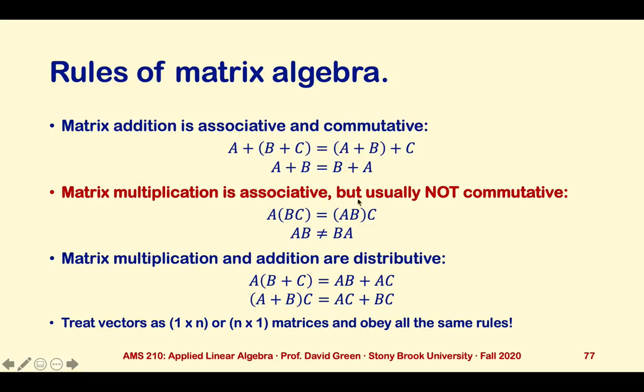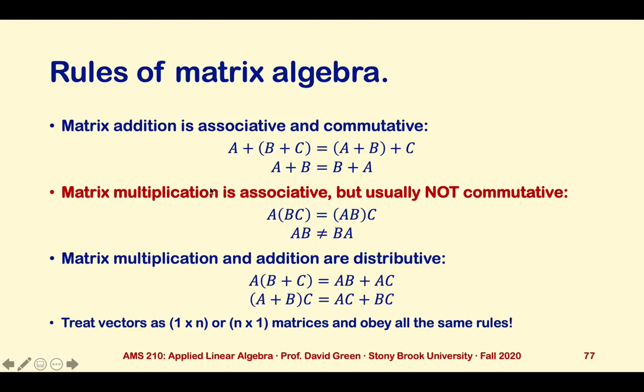Matrix multiplication, however, is usually not commutative. Multiplying matrices, remember, takes dot products of rows and columns. If we change the order, then we're working with the rows of one matrix instead of the columns, and the columns of the other instead of the rows. And so this is generally not true. A times B is usually not equal to B times A. In many cases, A times B isn't even the same size as B times A, and even if they are, they're usually not the same.